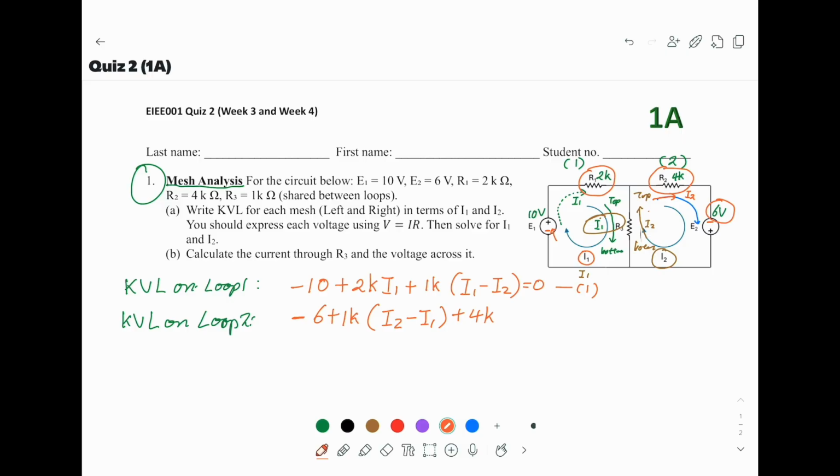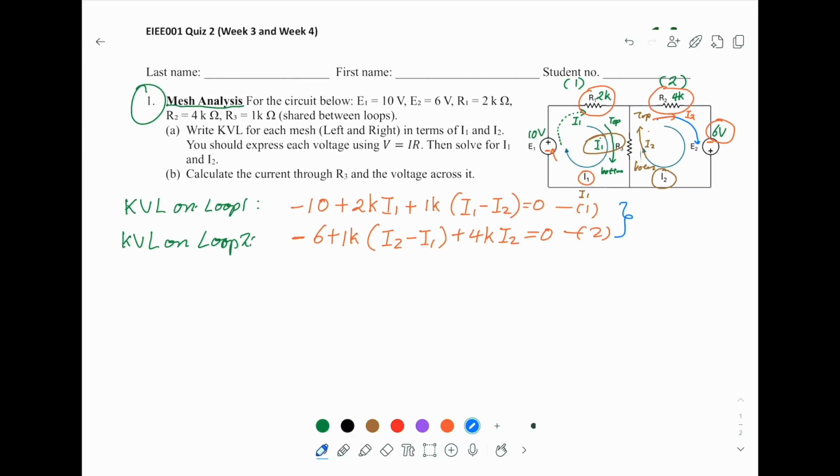Positive 4k I2. That is your equation 2. These two equations are the key in this mesh analysis. You have to set up these two equations correctly, otherwise the rest of the calculation will be messed up. Now, the rest is mathematics. We want to solve for I1 and I2, so let's follow the mathematics.